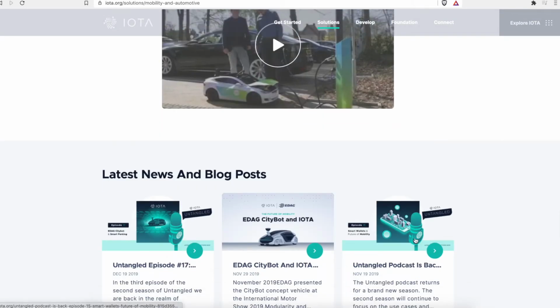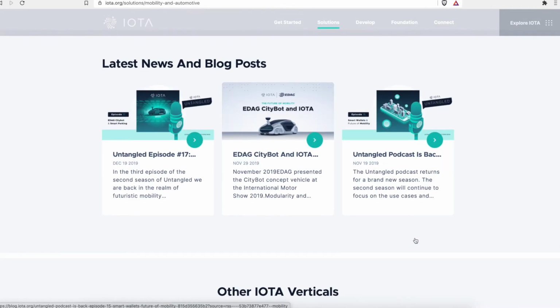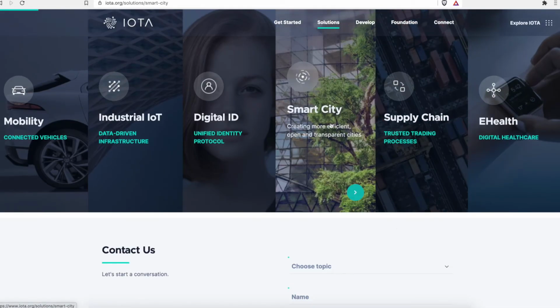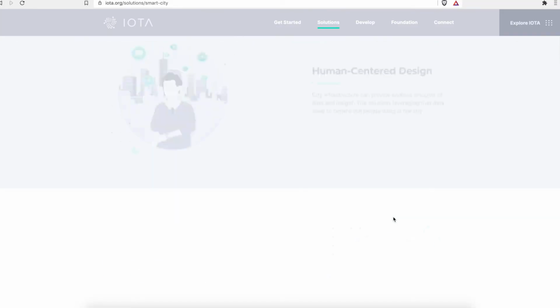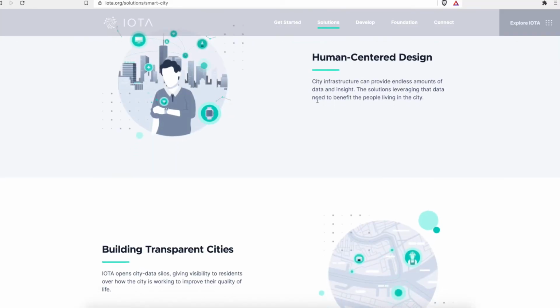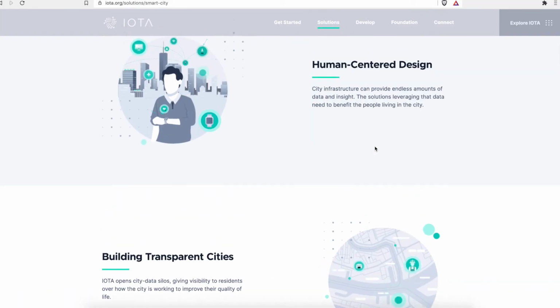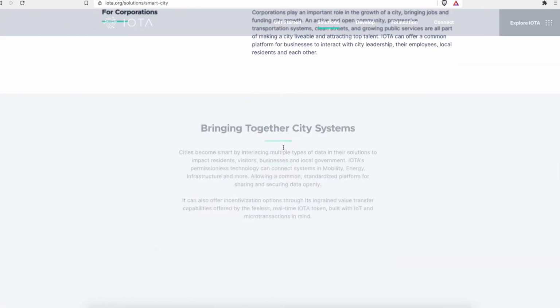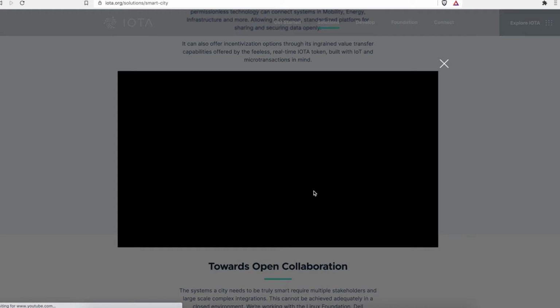If that's not disruptive, I don't know what is. I mean, that's huge. They're even working on building a smart city. They're even using this for supply chains. So look, human-centered design. You've got to visit their website and see what they're doing. Look at this.